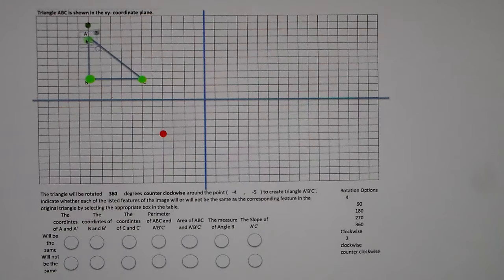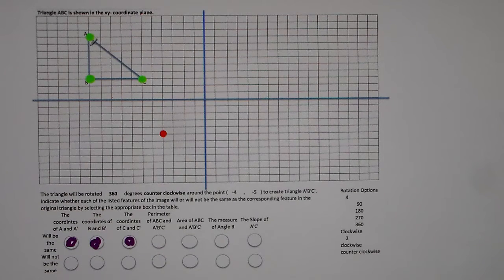Same story with A. A gets rotated around 360 degrees counterclockwise and becomes A prime. And like those three dots, you have your green triangle. So just to recap real quick, it all rotates around. So will coordinates of A and A prime be the same, or will it not be the same? Well, it will be the same because it rotated 360 degrees. Same story with B and B prime, C and C prime. It all landed on itself because it's a 360 degree spin.